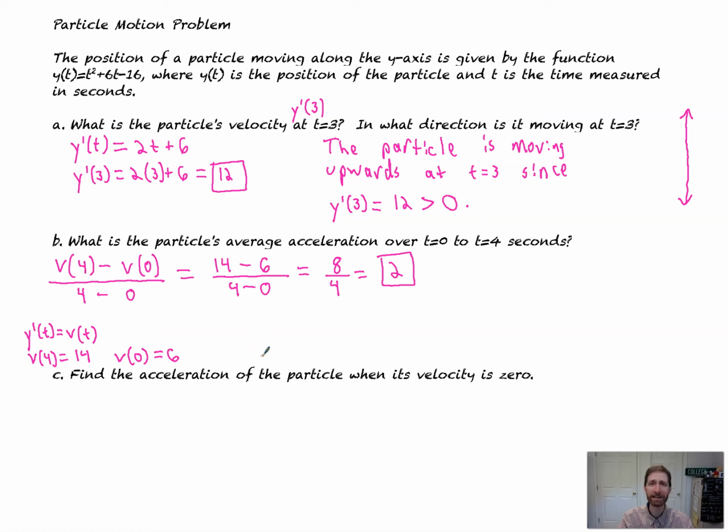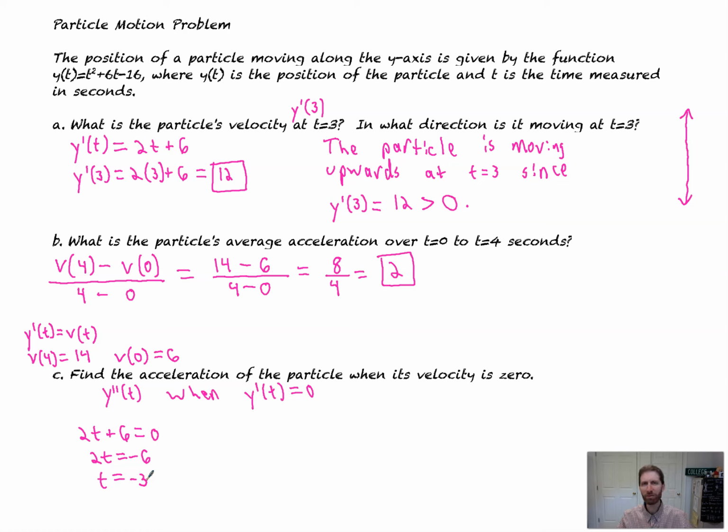Last but definitely not least, let's do this. Part C, find the acceleration of the particle when its velocity is 0. Okay, so we want essentially y double prime of t when y prime of t equals 0. That's what this problem translates to. So write out that blueprint and then follow your ingredients. So when is y prime of t 0? Here's y prime of t. So we've got 2t plus 6 set equal to 0. So we solve that. 2t equals minus 6, divide by 2, and you get negative 3.